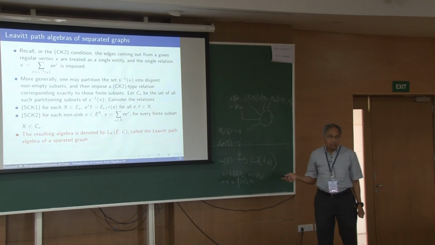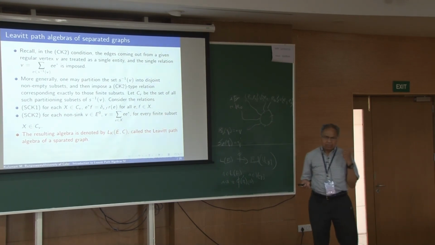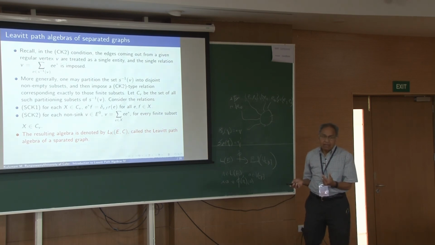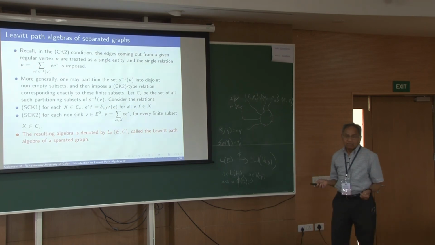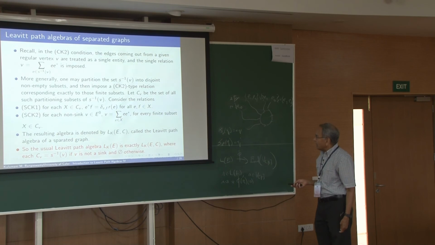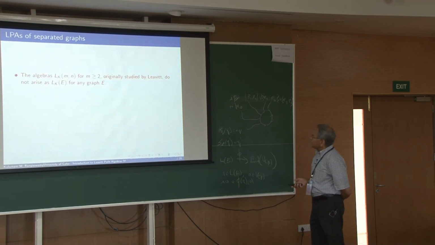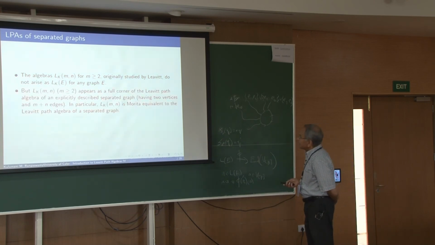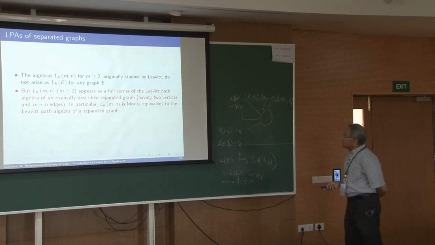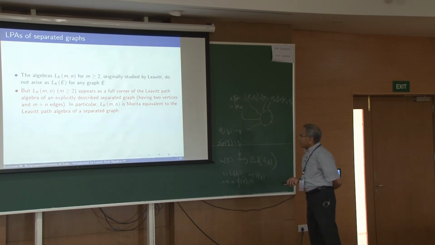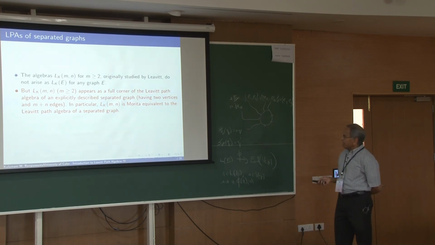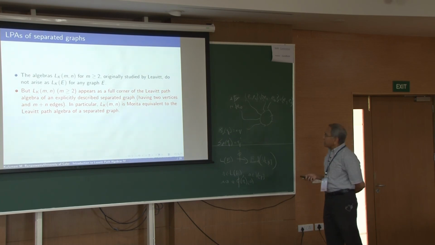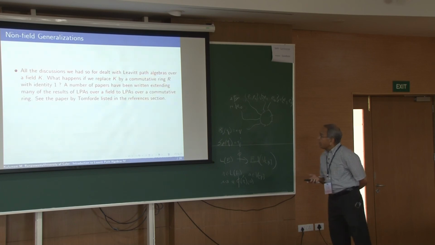There are some advantages of looking at this. For instance, somebody asked me the other day, because Leavitt defined the Leavitt ring L(m, n), we only showed that L(1, n) is a Leavitt path algebra. L(m, n) cannot be realized as a Leavitt path algebra, but you can realize it as an algebra of a separated graph. This separated path algebra is always Morita equivalent to L(m, n). So even though it's not a Leavitt path algebra, it's Morita equivalent to one. I'm hoping the professor will talk about it.